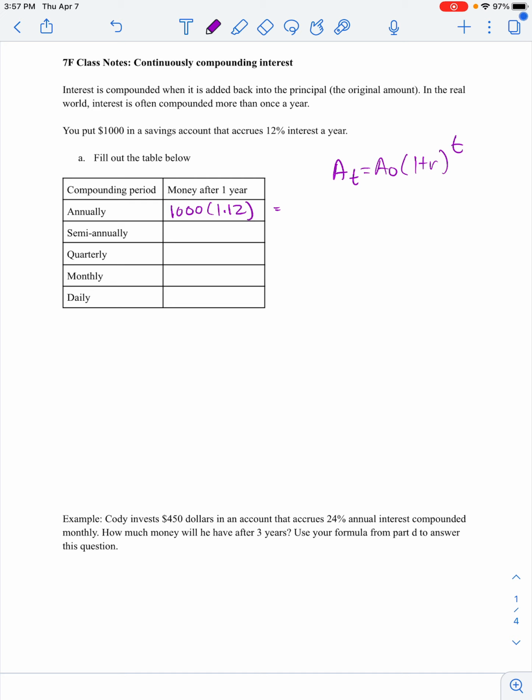So let's say instead we're compounding semi-annually instead of just annually. Then after half a year, you're going to have $1,000 times 1.06 instead of 1.12, because you've used up half that interest that you've gained. You're adding that back in to your bank, and then you're getting interest on that money as well. So you do that 1.06 again.